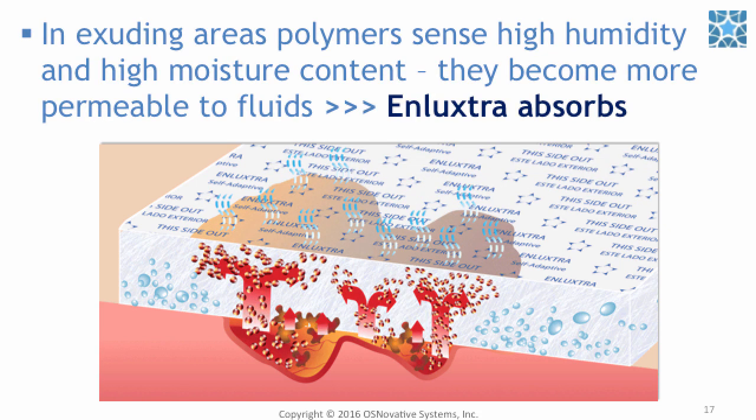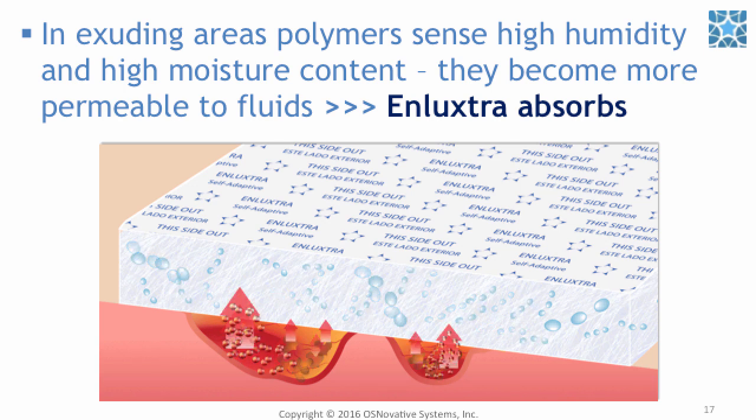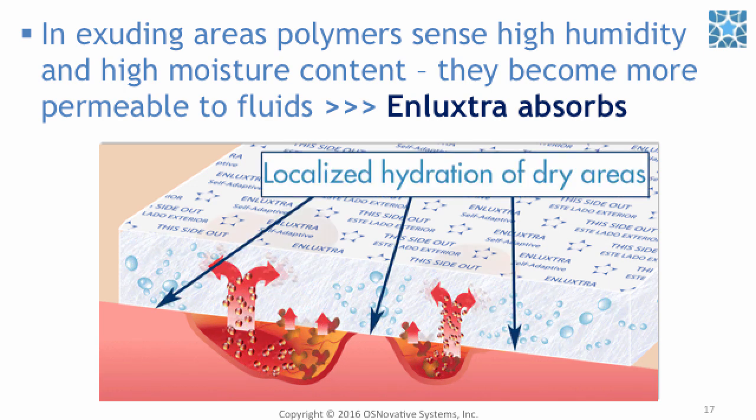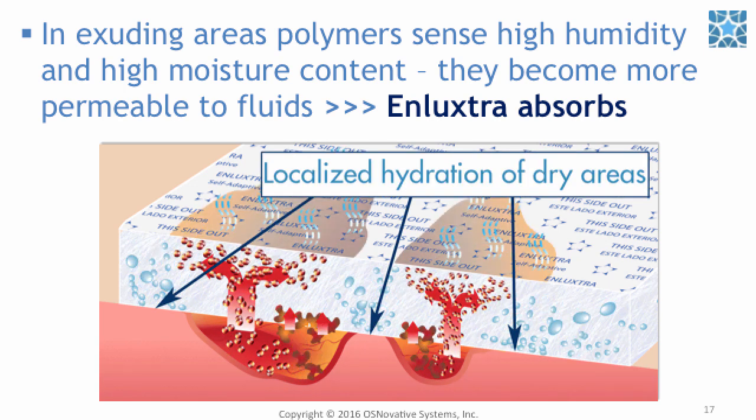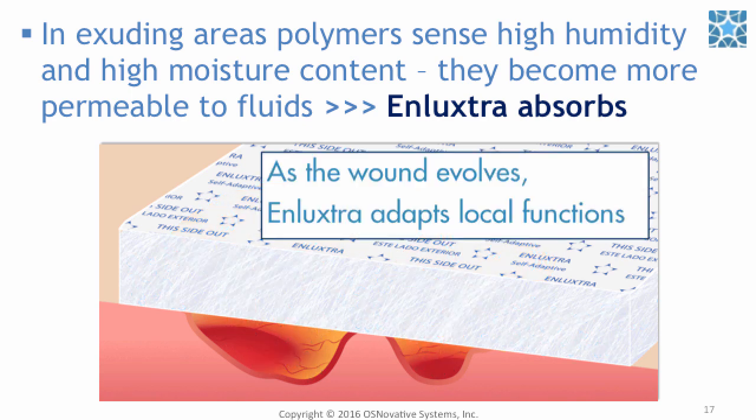In exuding areas, polymers sense high humidity and high moisture content and become more permeable to fluids. Enluxtra effectively absorbs any amount of exudate, exhibiting the highest absorption rate on the market.